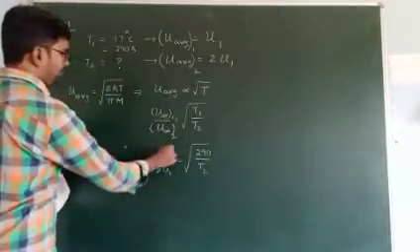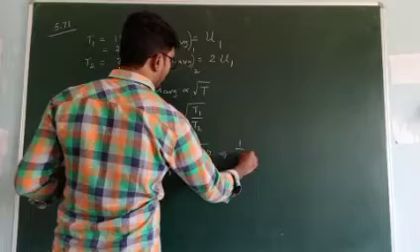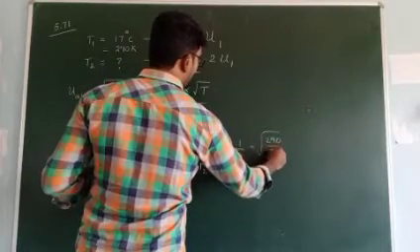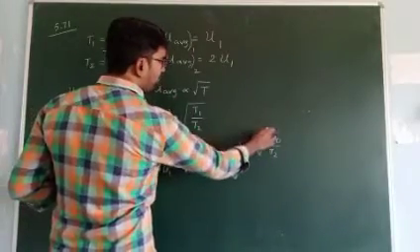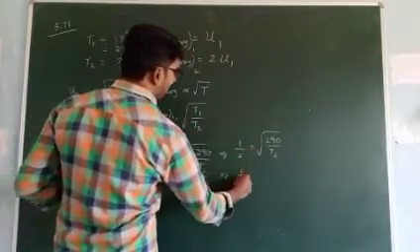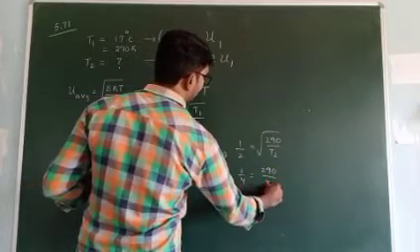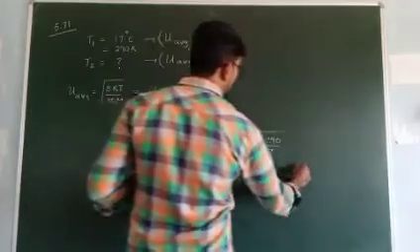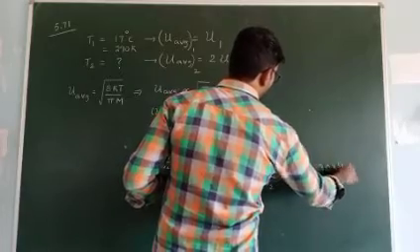Very simple. U1 cancels. That means 1 by 2 is equal to root over 290 by T. This square moves to this side, that is the root. If the root moves to this side, it becomes a square. Square means 1 by 4, 290 by T. We want T2. T2 moves to this side, and this 4 moves to that side. T2 is equal to 290 into 4.